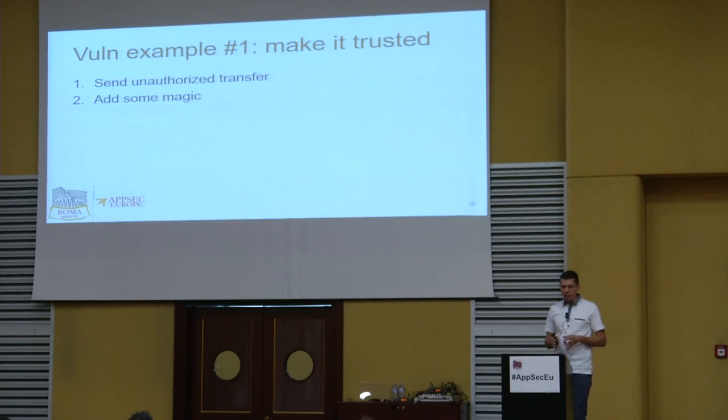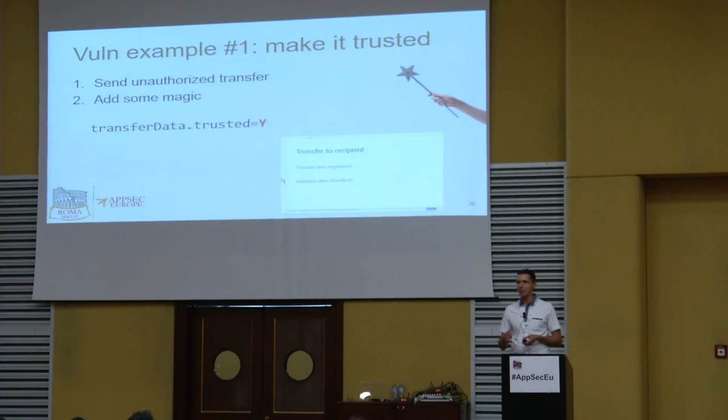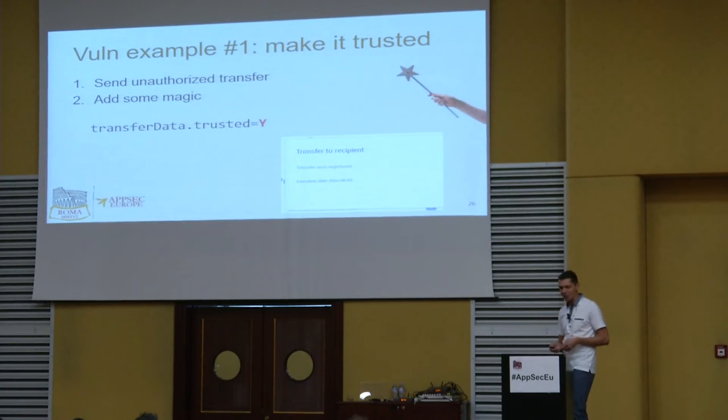The first attack example is quite simple. We are sending a normal transfer to an untrusted recipient, and the application should ask us for an authorization code. But we can add some magic like this, and in this case it worked. We all know that important security decisions should not be driven by the client side, but in this case we just added the parameter that the transfer should be trusted, and voila, the transfer was executed.